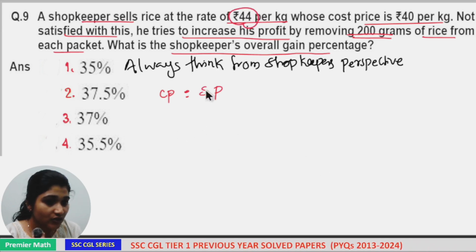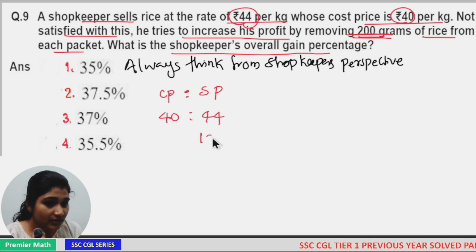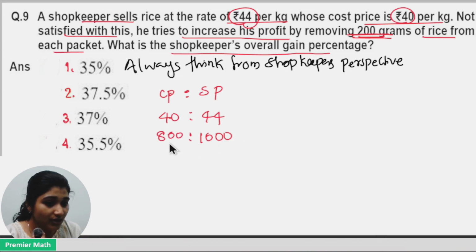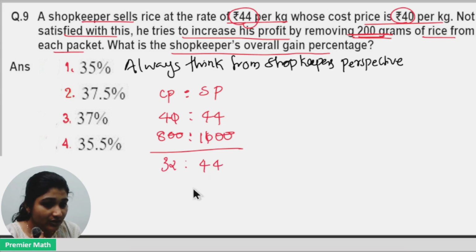Now, initially he sold it at 44 rupees per kilogram and his cost price was 40 per kilogram. Now, he also removes 200 gram from each packet, meaning when the customer is asking for 1000 gram, he is only giving 800 gram. That is, he is getting 1000 gram price, but he is only costing 800 gram price. His expense is 800 gram, but he is getting 1000 gram. Now solve it. 0, 0 cancel, 0, 0 cancel. 4 into 8, 32 and here 44, which means his cost price is 32 and sell price is 44.